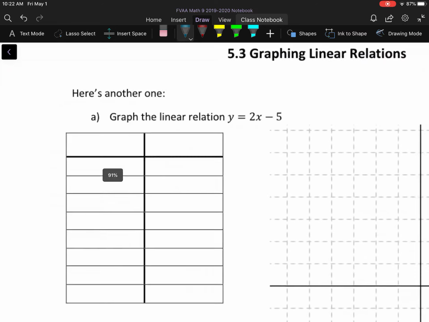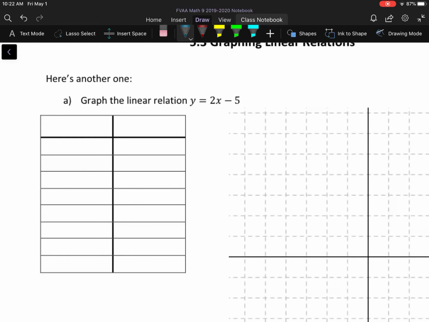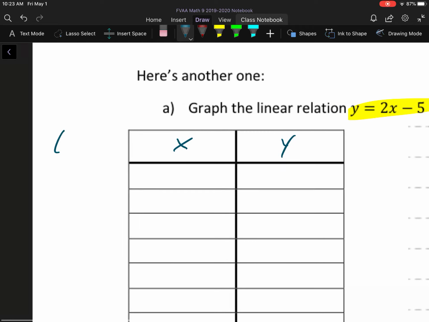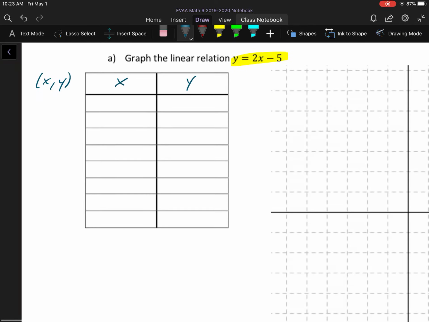Let's try another one. Here, there's no word problem. They just give us an equation, okay? But again, we're going to go about the same way. I have my x variables here, y, right? Independent on the left, dependent on the right. That's going to give me points for this. And then you just plug in, let's plug in 0, 1, 2, 3, 4, 5, 6, 7. So y is equal to 2x minus 5 is my equation. So let's start plugging in some of these x values.